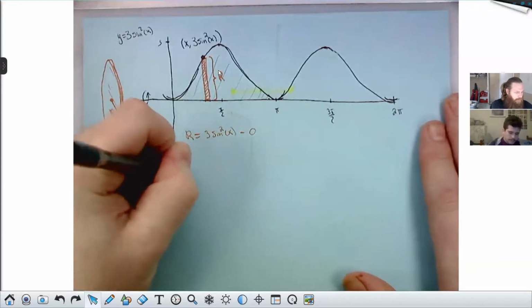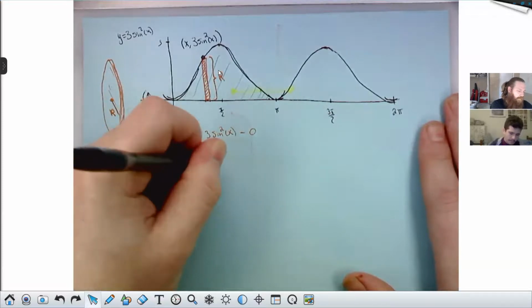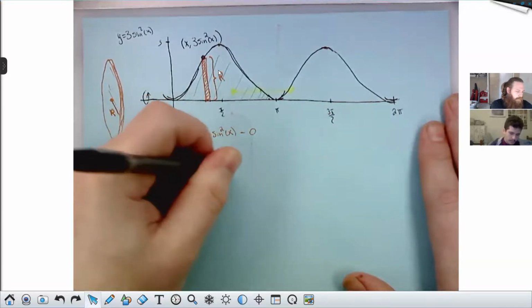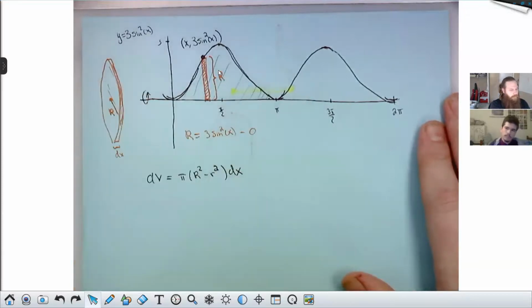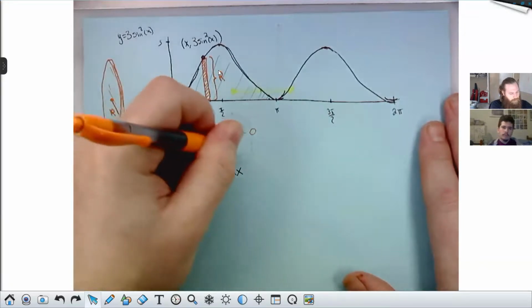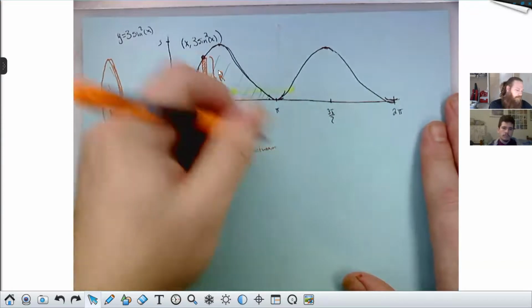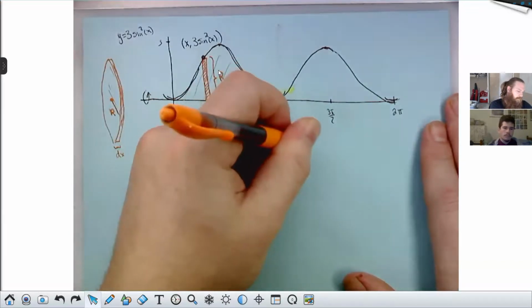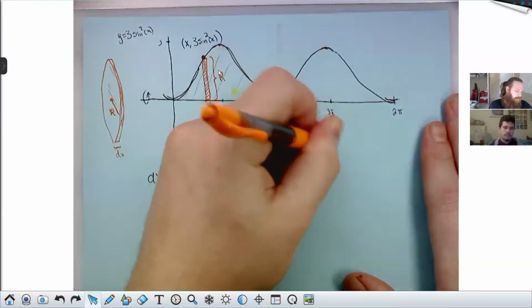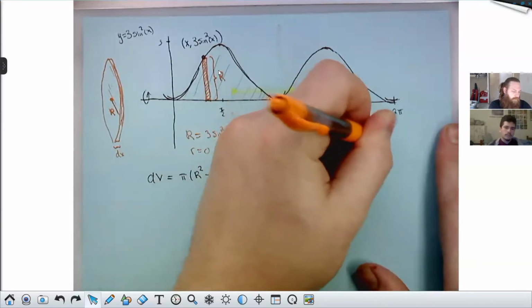So then dV, which is normally pi times big R squared minus little r squared, times your differential. Little r here is 0, right? There is no gap between the near end of the strip and the axis of rotation.